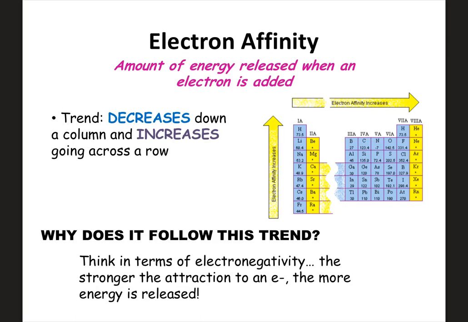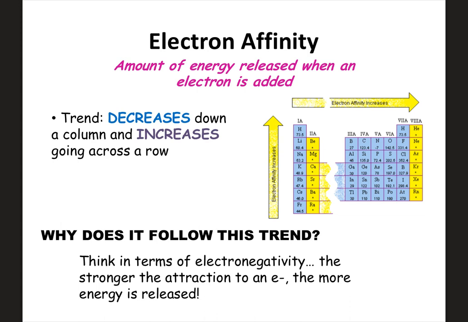The last of the big trends here is electron affinity. Again, knowing the definition is going to be very important. So electron affinity is the amount of energy that's given off when an electron is added. So basically, if you gave an atom an electron, how much energy would they give in return? It's going to follow the exact same trend as ionization energy and electronegativity. It's going to decrease down and increase going across. Basically, as you go down, you're going to get less energy given off. And as you go across, left to right, more energy is going to be given off.